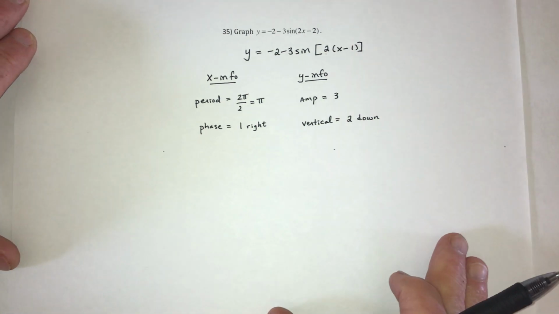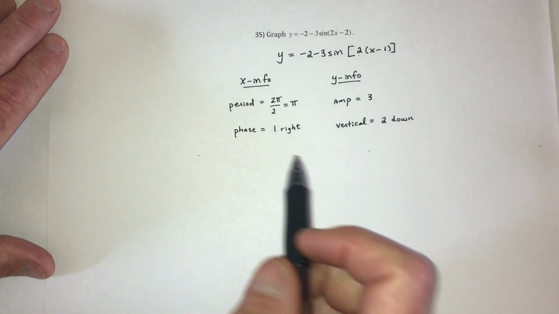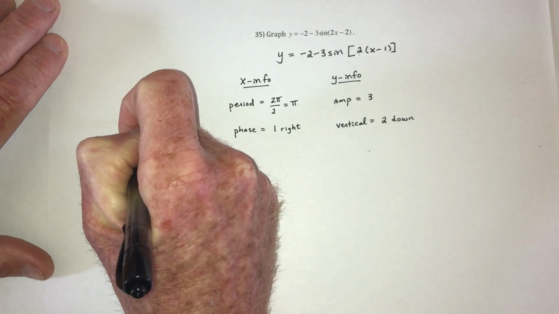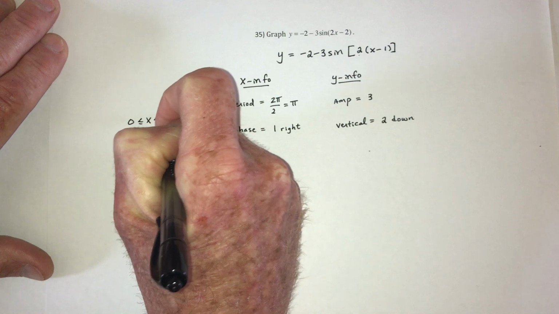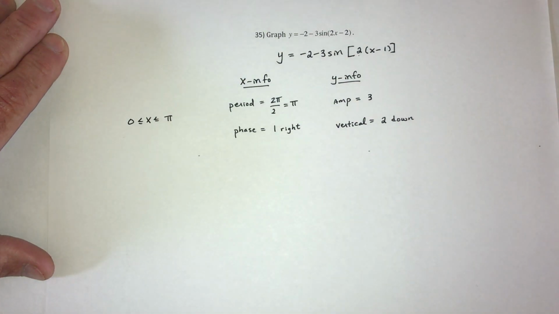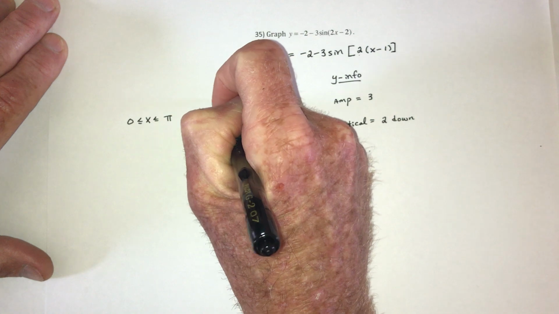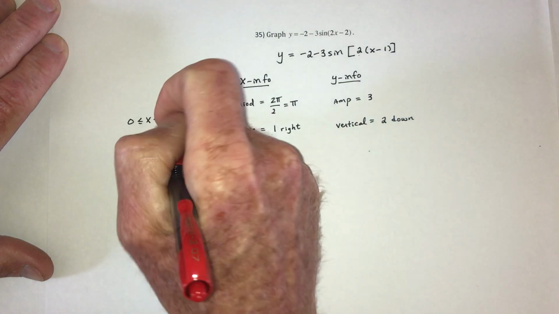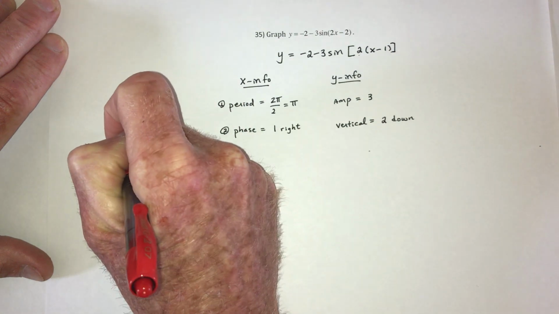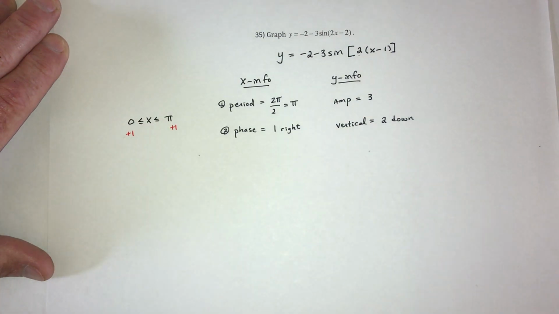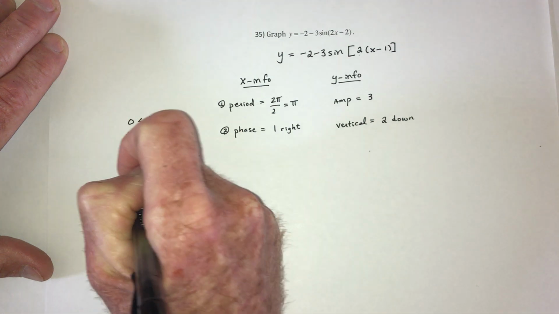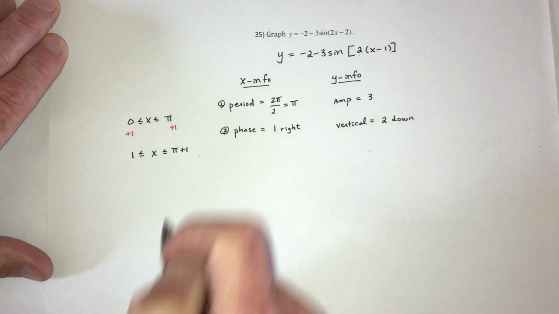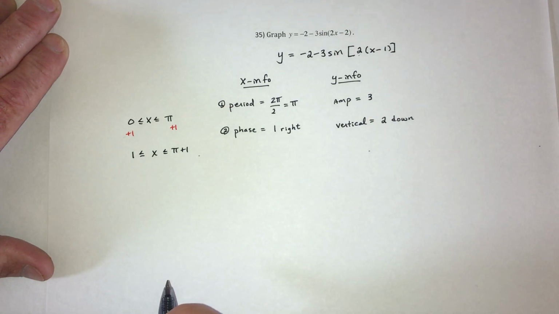Okay, so I'm going to use the interval notation. Because of the period, it's going to be that x is between 0 and pi. That takes care of number 1. Number 2, shift that to the right, which means add 1 and add 1. So it's going to be between 1 and pi plus 1. There's the x information.